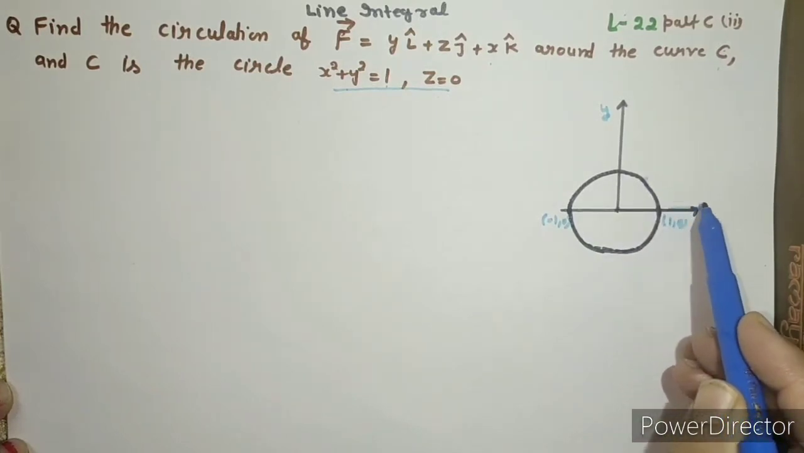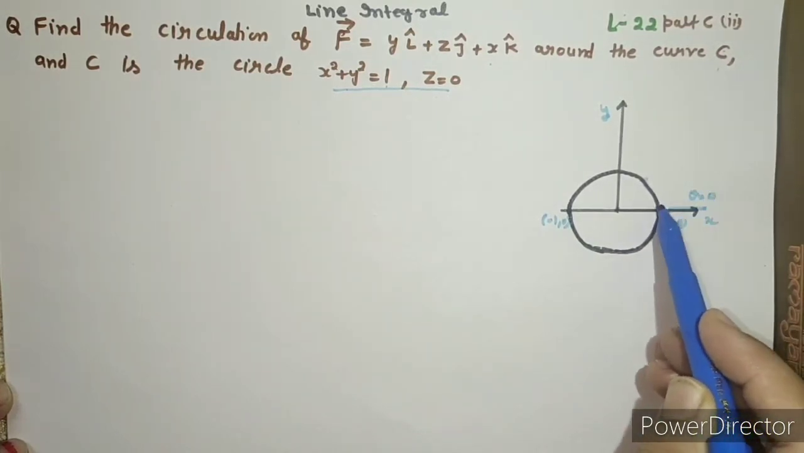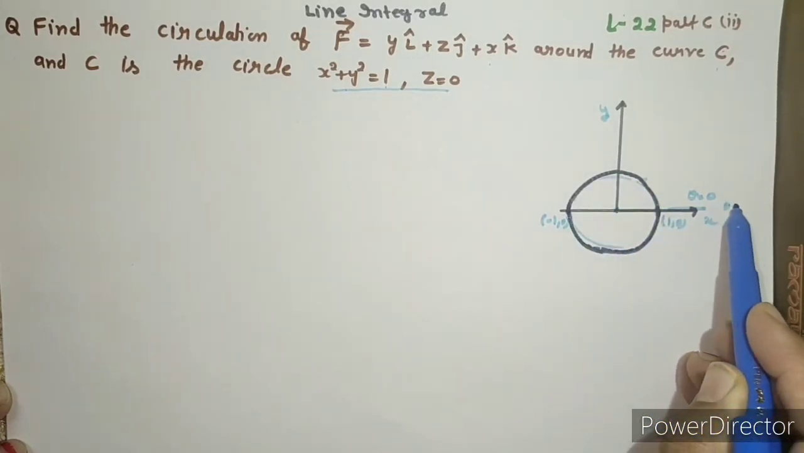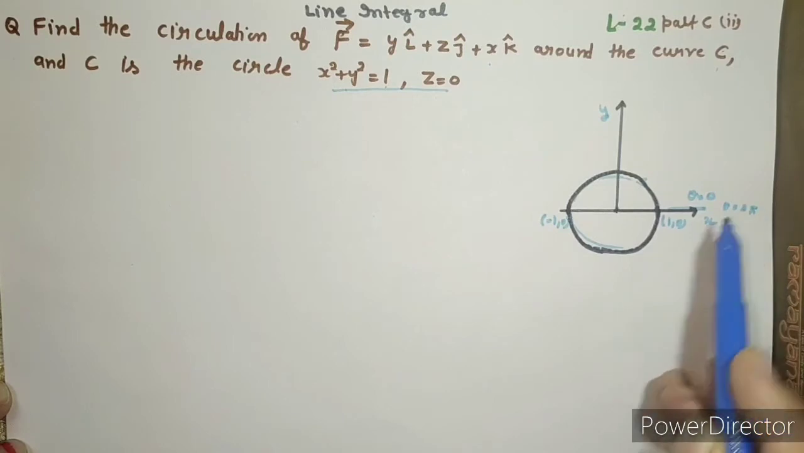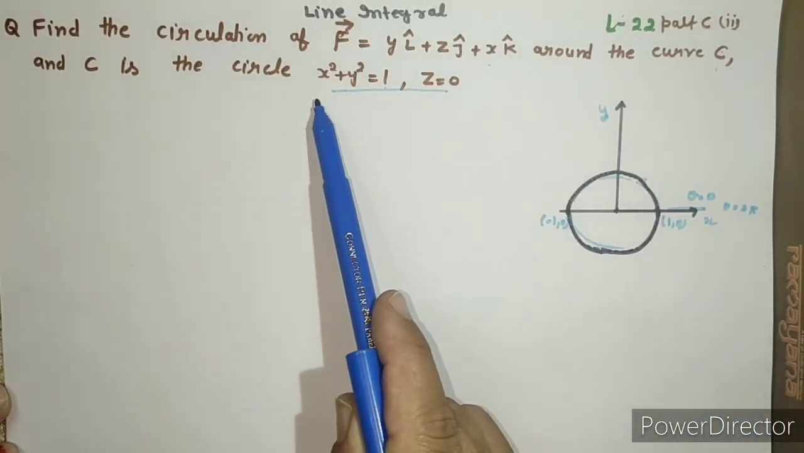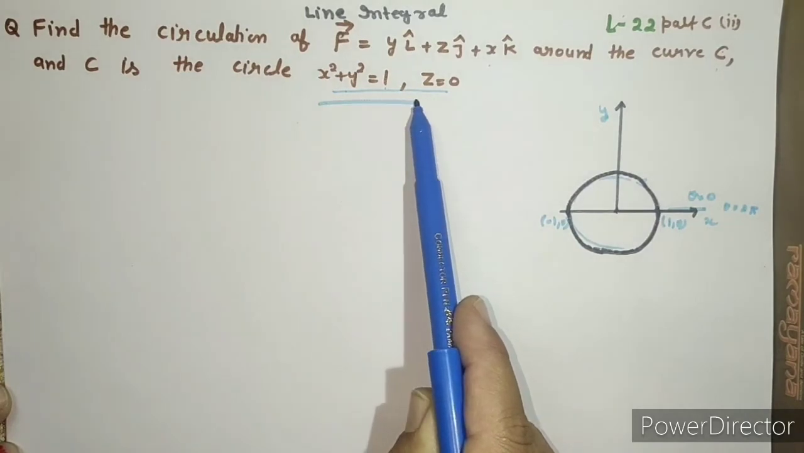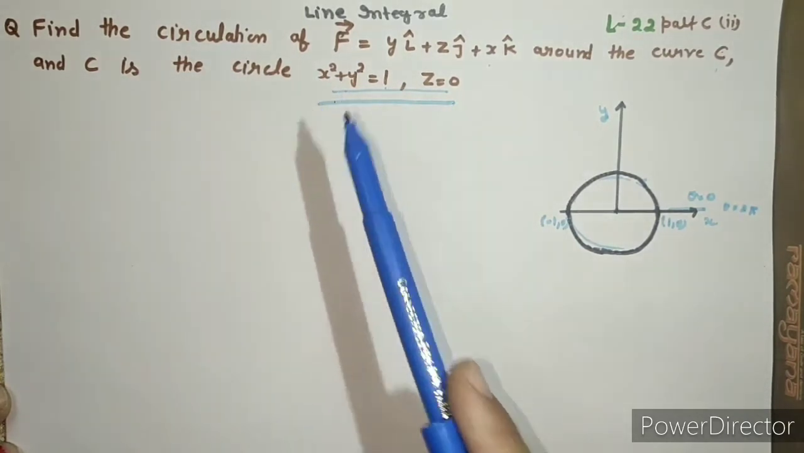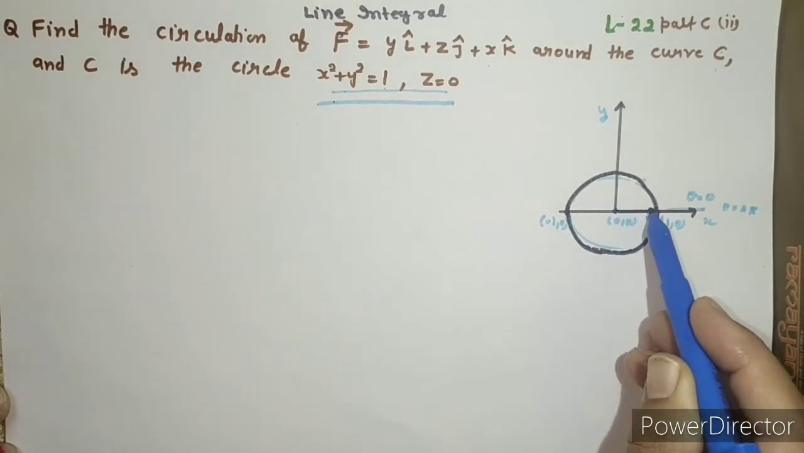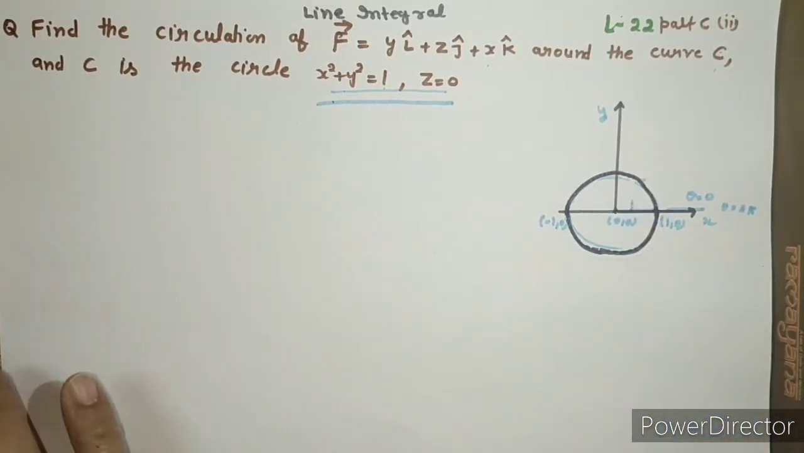So on this line your theta is equal to 0, and when you take a complete revolution your theta is equal to 2 pi. Okay. So here is the parametric equation of this curve, x square plus y square equal to 1. This is a circle with center at the origin (0, 0) and radius equal to 1 unit.